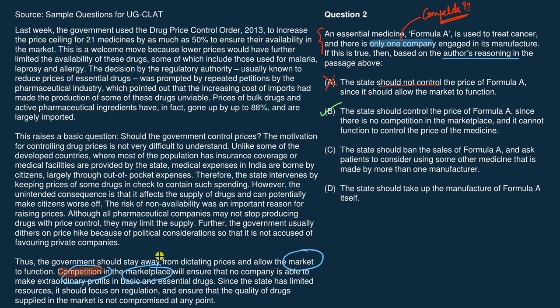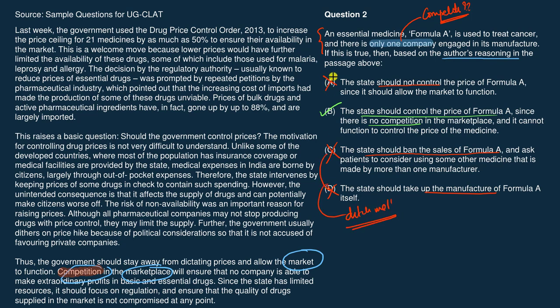The author's argument is based on the fact that why it should be market control, because market has competition. When there is no competition, then how can market control? So based on the author's reasoning, B would be the right choice, because the state should control the price since there is no competition in this particular case. The state should ban the sales of Formula A. Ban? What is this? The state should take up the manufacture. What is all this? So I think C and D are easy ditches.